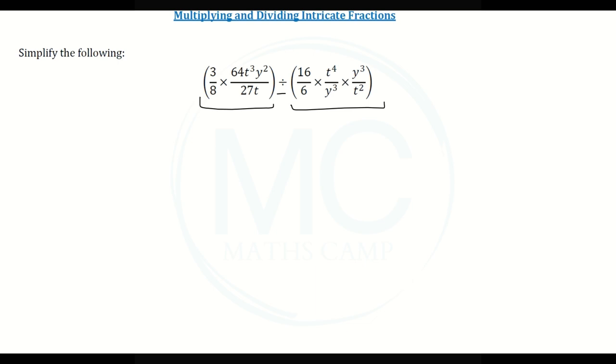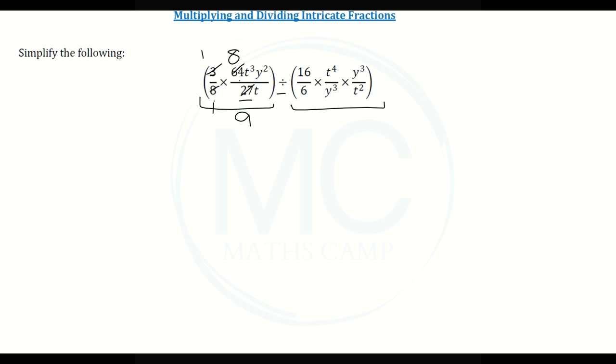Let's start with our first bracket. Our first fraction has got its numerator of 3, and we have a 27 over here. Cancel the 3, becomes 1. Cancel the 27, and we get 9. Then we have 8 and 64. Divided by 8 leaves us with 1. Divided by 8 leaves us with 8.